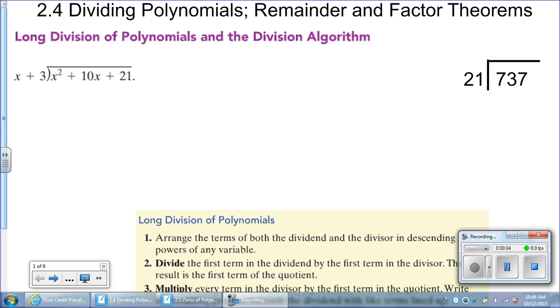This video will cover section 2.4, dividing polynomials and the remainder and factor theorems. Before we start with the long division of polynomials, we want to review how you divide integers.